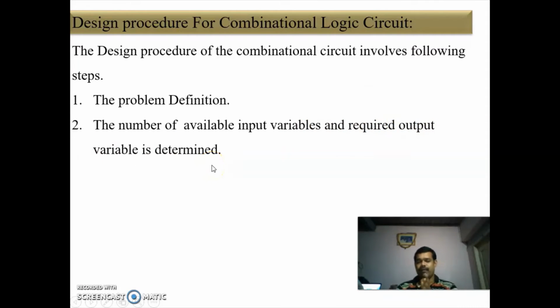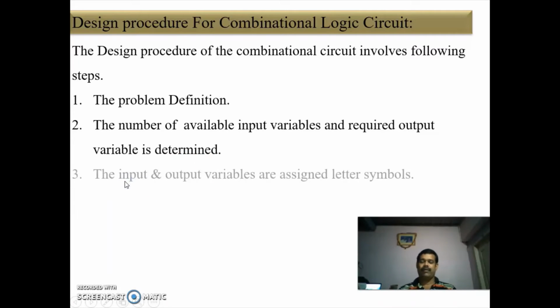So we are going for the first one, which is problem definition. Second, the number of available input variables and the required output variable is determined. In order to do that, how many inputs and how many outputs are required for the problem, that we are finding. The third step is we are assigning letter symbols, that is, we are giving names A, B, C, D like this for the input and output variables.